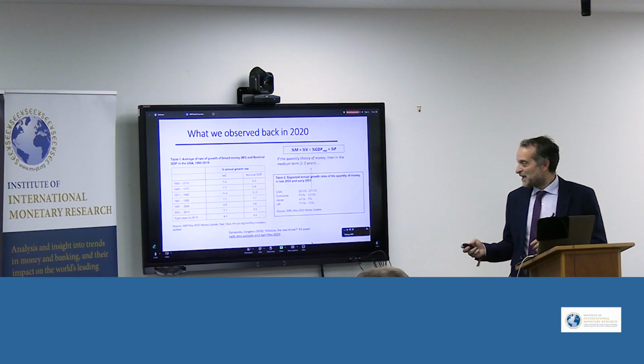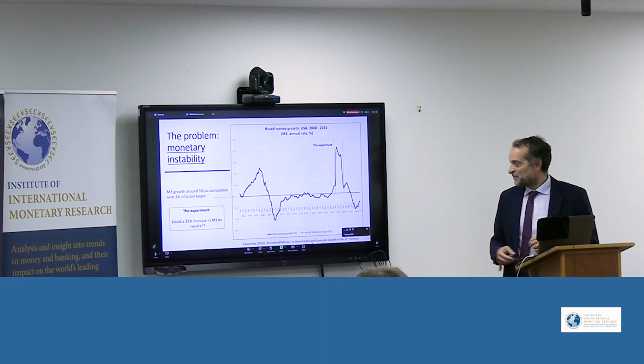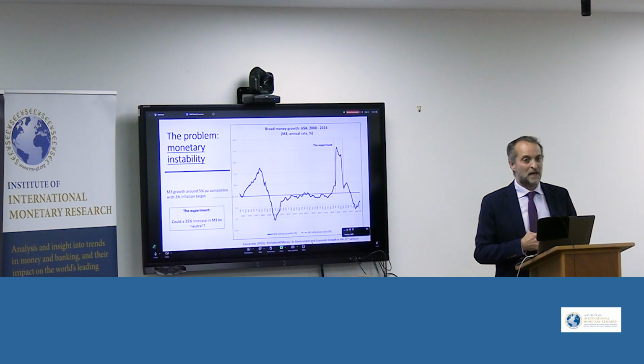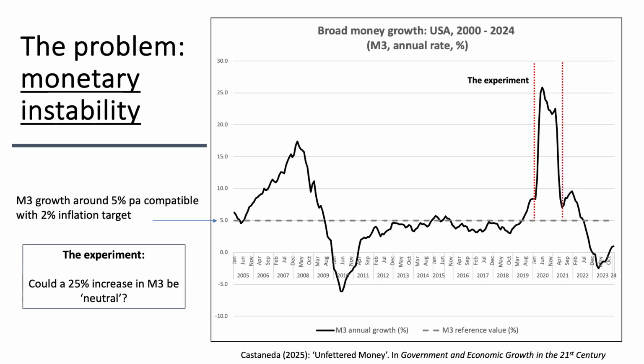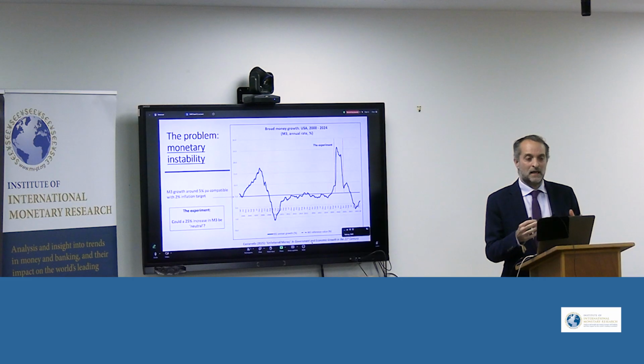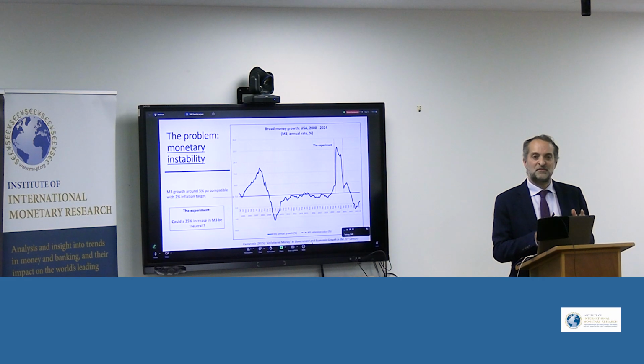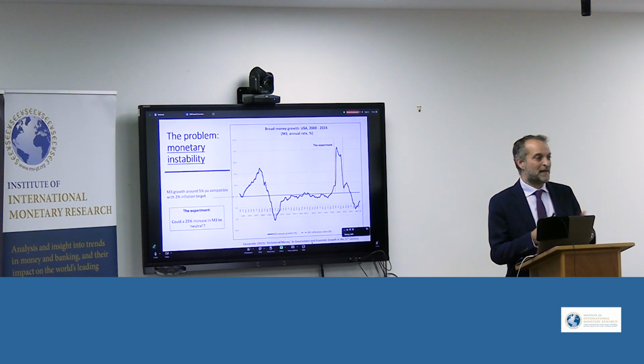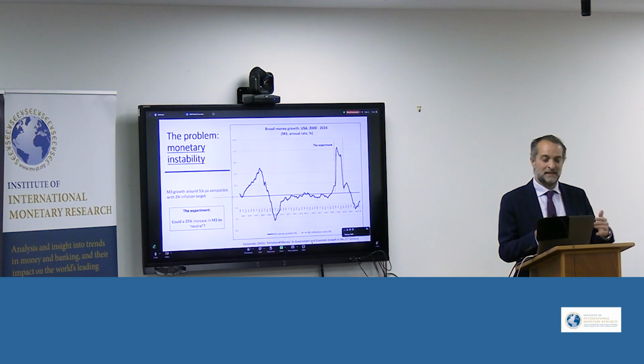Well, let me go back to the previous diagram. Here, I drew the line for 5% rate of growth of money, which is basically the standard rate of growth of money compatible with a stable economy. By stable economy, I mean economy growing at 1.5 to 2% per annum, and the inflation rate at 2% roughly. So that's the amount of money you need to supply to the economy in order to maintain an economy growing at 2% and prices staying at 2%.